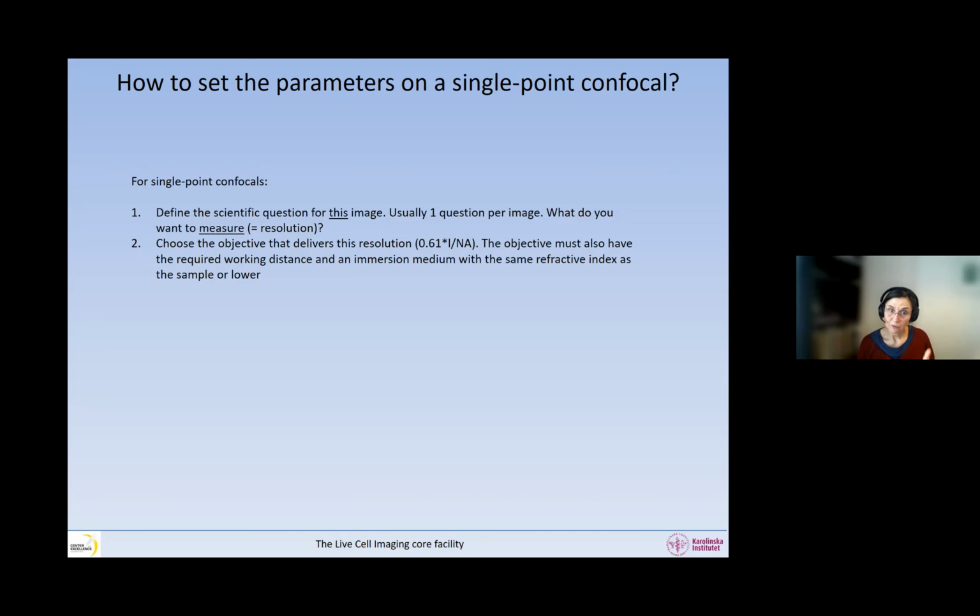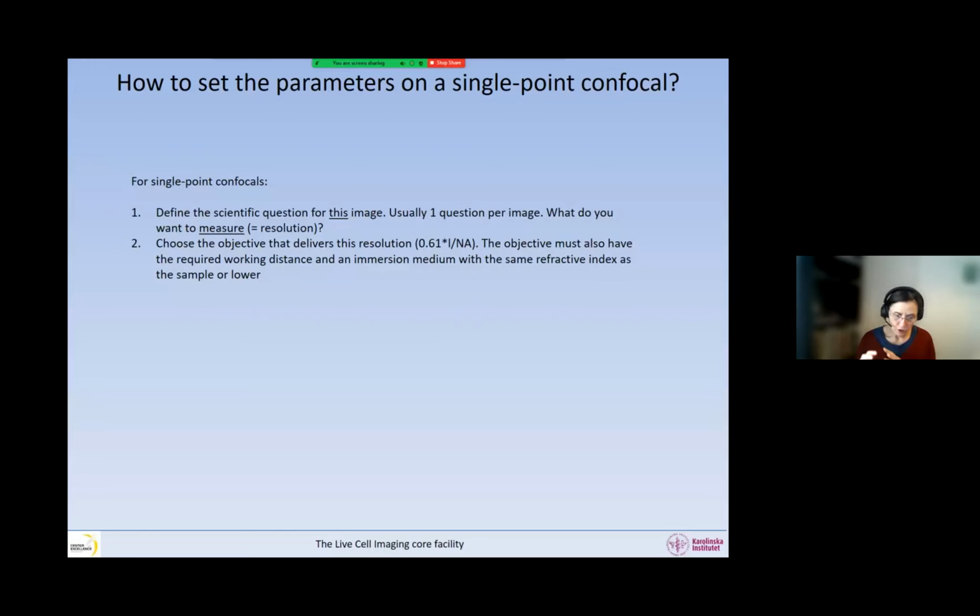Okay, so we always start with the scientific question. We figure out what resolution we need, what we're going to measure. And for this, it helps, obviously, to know how you're going to analyze. And this is why when you do a whole round like this, you're going to better understand the requirement for sample preparation and for imaging settings in order to be able to achieve the resolution that is needed.